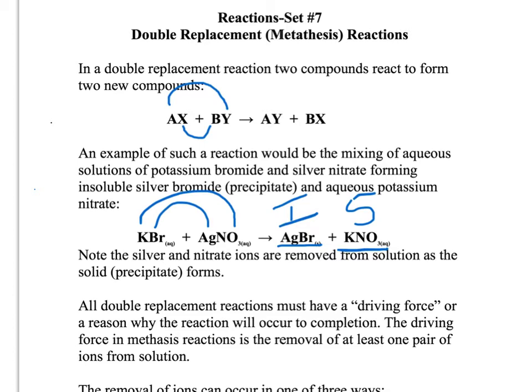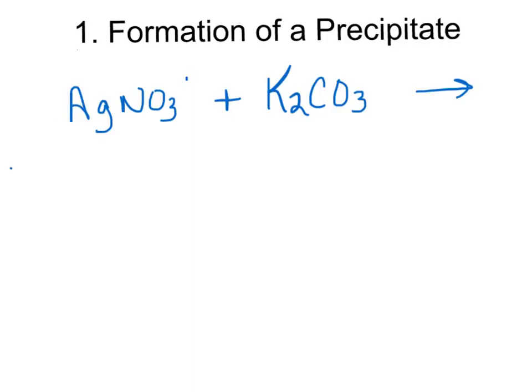And so in this case, two of the ions are removed from the solution. The silver and bromine are removed from the solution. Potassium and nitrate are still found in the liquid, in the solution. So these are different now because we're going to be showing the states, and two of the ions will be removed from solution, in this case forming a precipitate. So in example 1, a precipitate will form, that insoluble combination will take two of the ions out of solution as the solid forms. So we have silver nitrate and potassium carbonate.